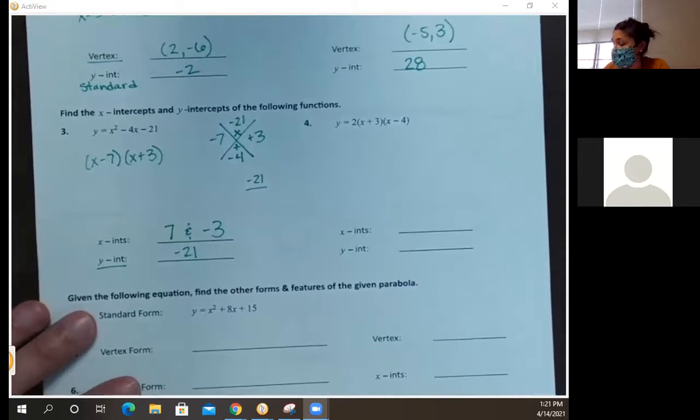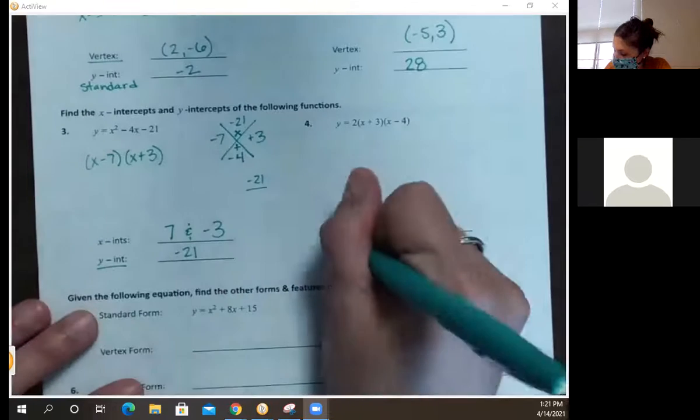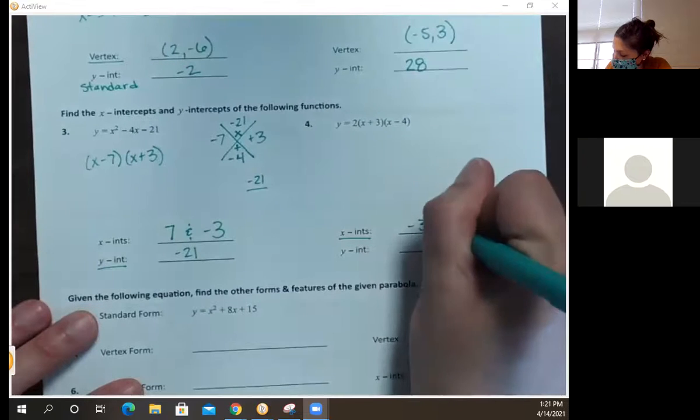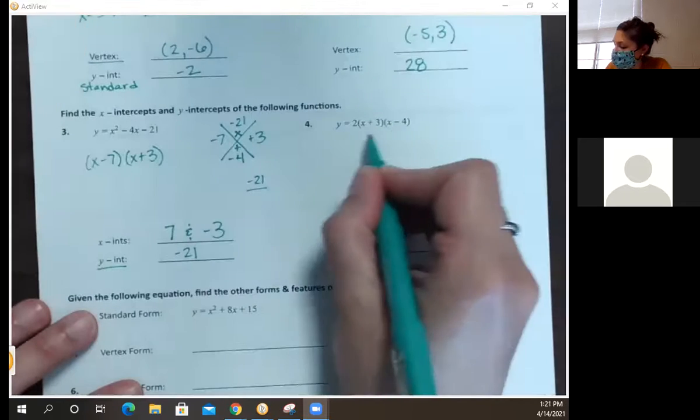Okay, so number 4 is in what form? Factored or intercept form? What kind of information do I get from that form? The x-intercepts, what are they? Negative 3 and 4. Perfect. What form do I need to get the y-intercept? Standard. So we're going to distribute this.